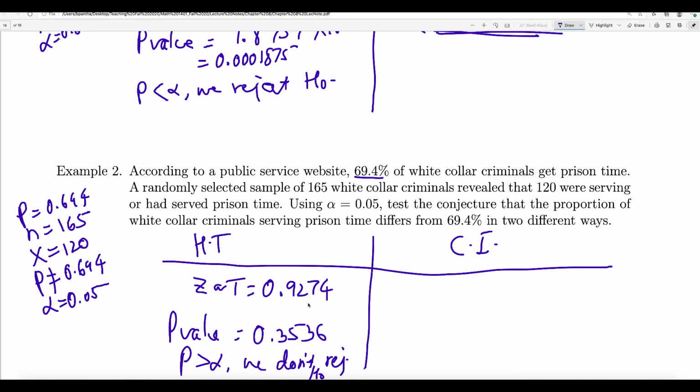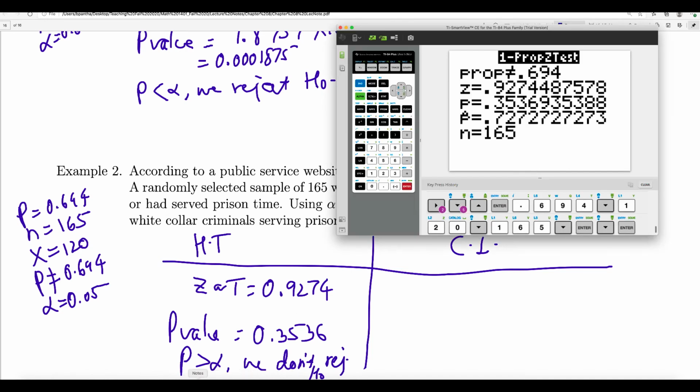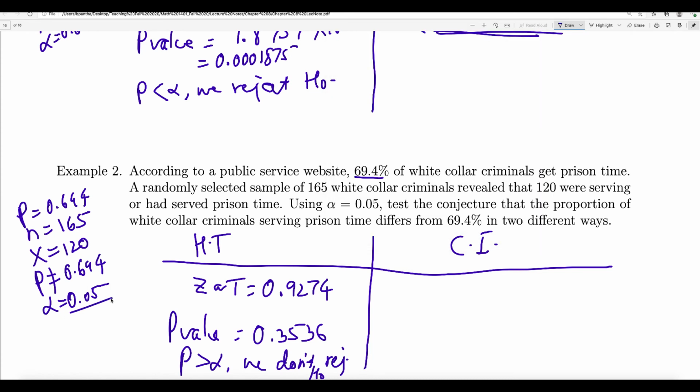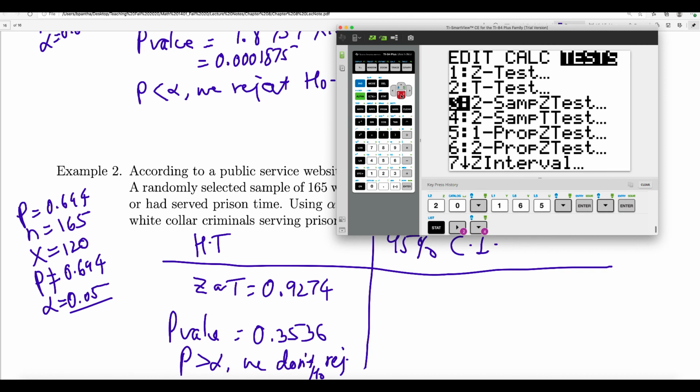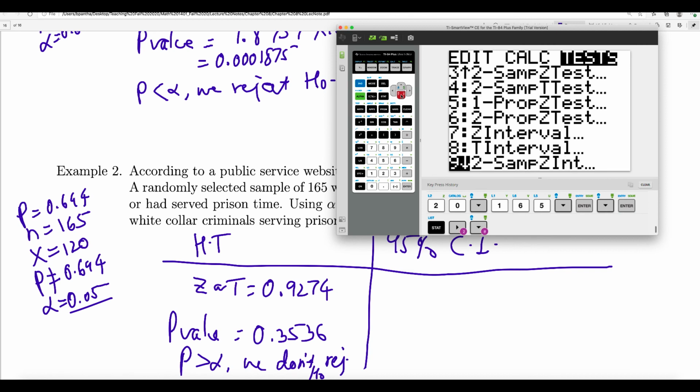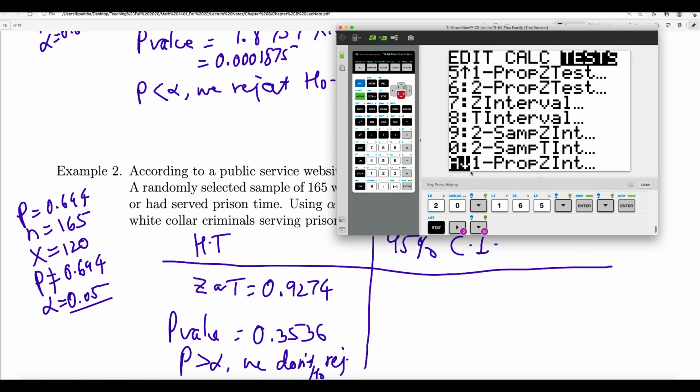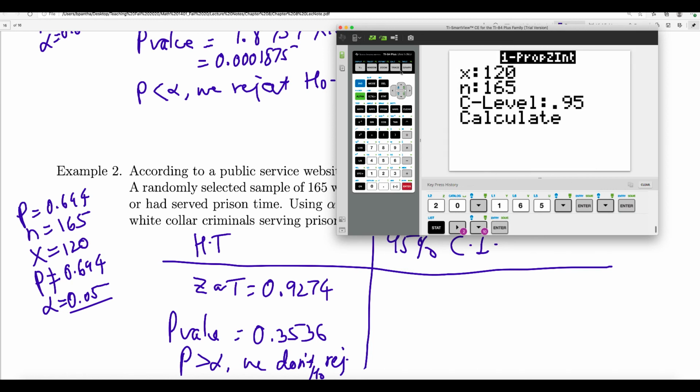So what I am going to do next is calculate the confidence interval. Alpha is 0.05 and I will do the 95% confidence interval, because alpha is 0.05 means 1 minus alpha is 95%. Let us do that. Go to STAT and then TESTS, but it is the one-proportion Z interval, which is in A. Hit enter. You have x is 120, n is 165, and then the confidence level is 0.95. We have everything copied from the proportion test.